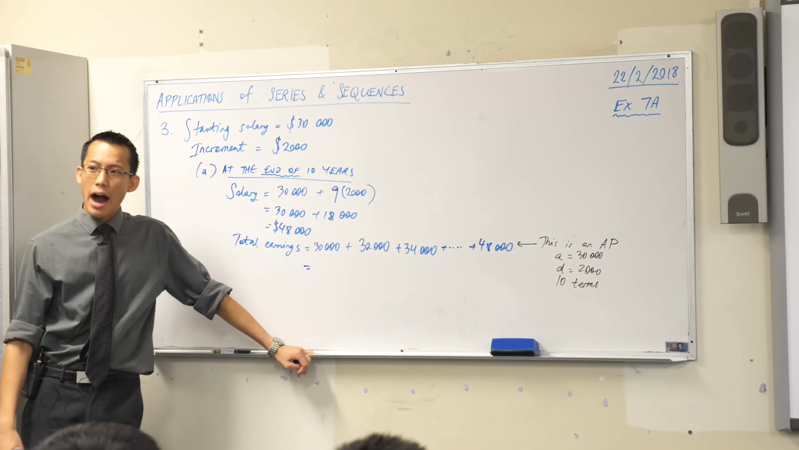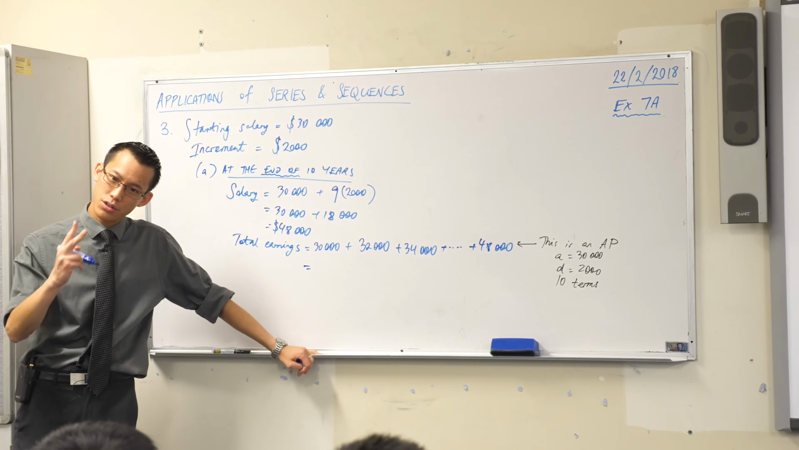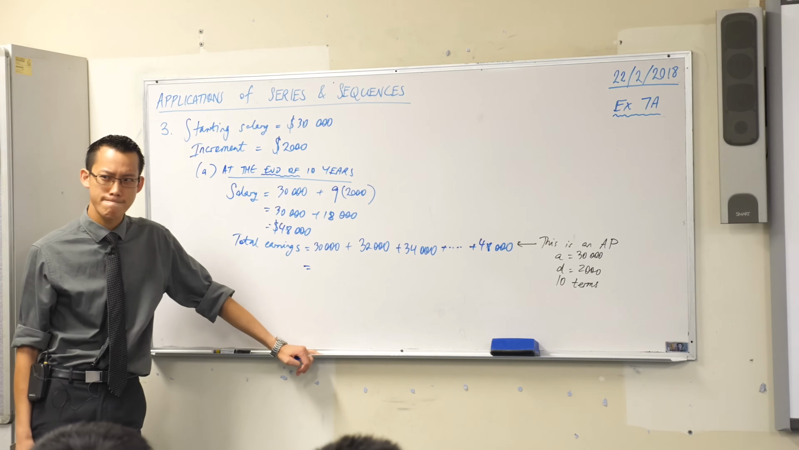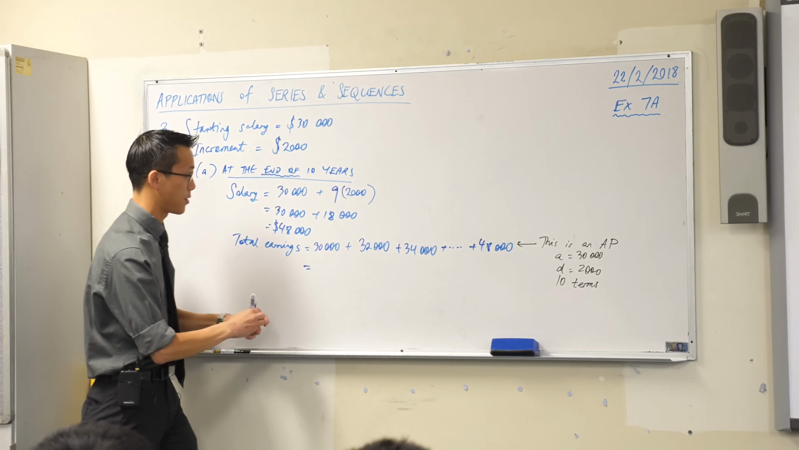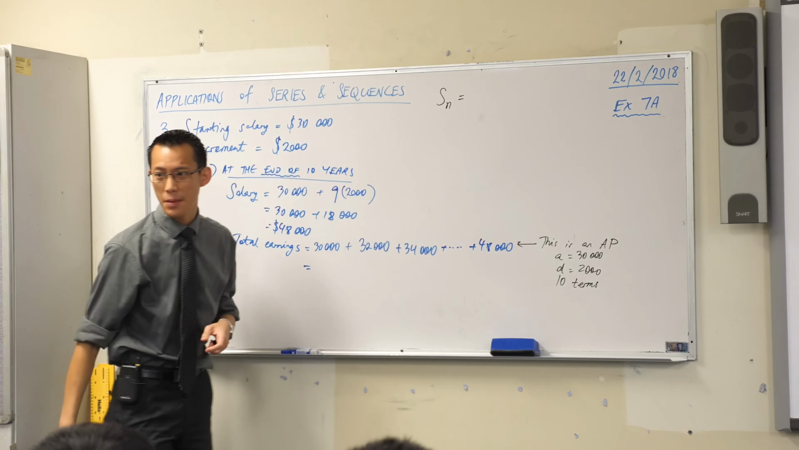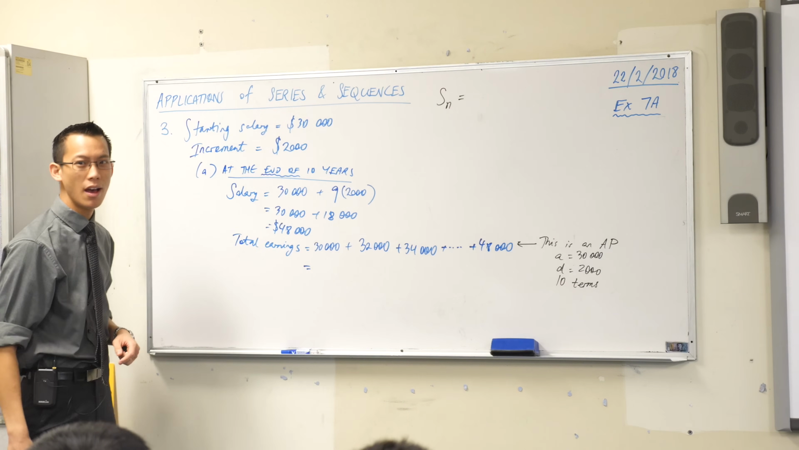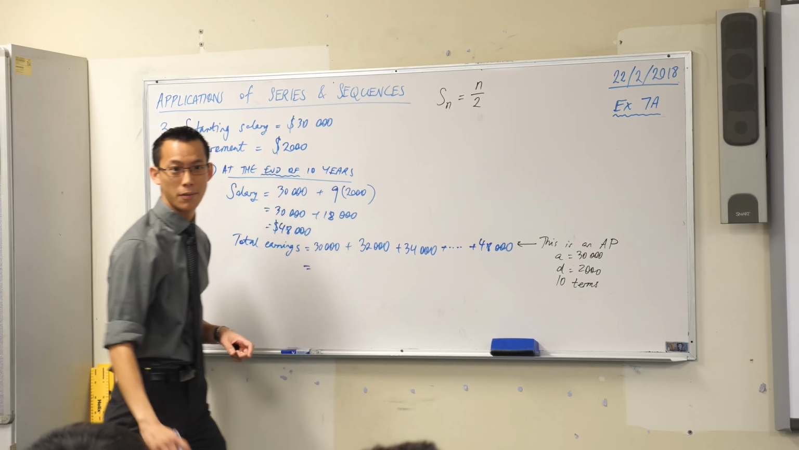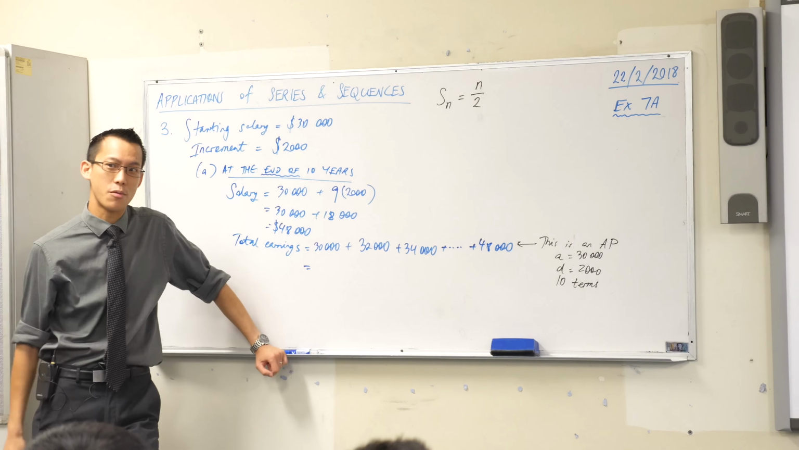Now, I have 2 choices here. There are 2 ways to state the sum of an AP. Do you remember what the 2 ways are? Let's write it up the top. Sum of the first n terms. There are 2 different formulas for it. I'll give you a clue. They both start with n on 2. Before you tell me the rest of the formula, do you know why they both start with n on 2?